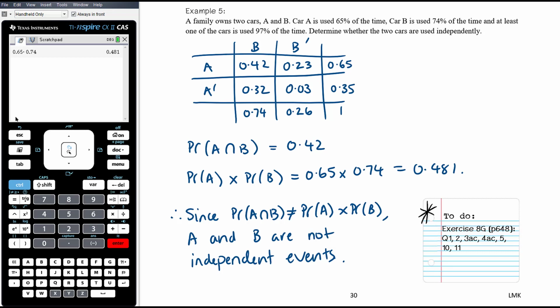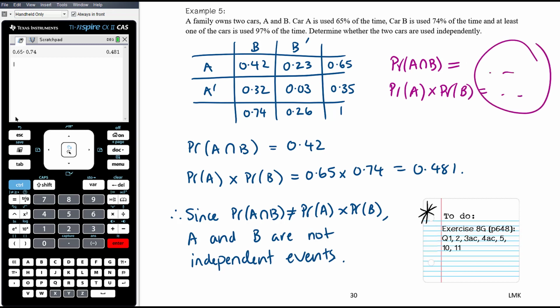Now, again, just in terms of setting out this work, you don't want to start by assuming that probability of A given B equals probability of A times probability of B, and then put your numbers in and say, well, this is 0.42, and this is 0.65, and this is 0.74, because these aren't equal. You're trying to test whether they're equal. So you want to calculate those two things separately, and then draw a conclusion from whether or not those two things are the same.